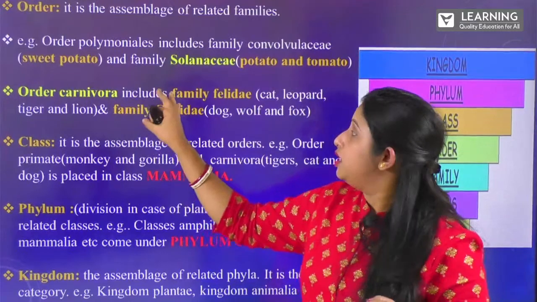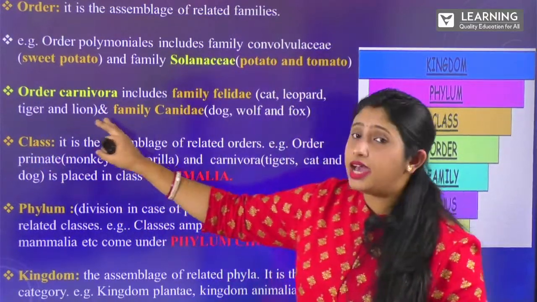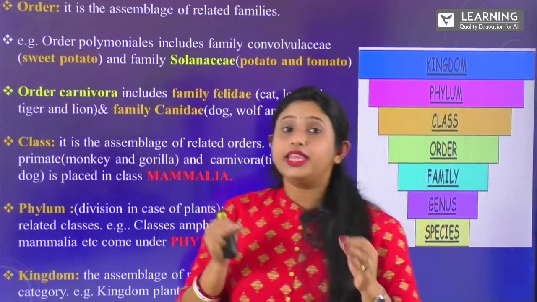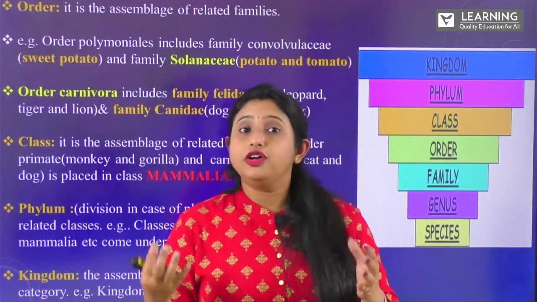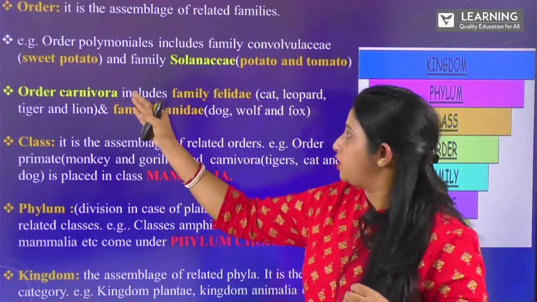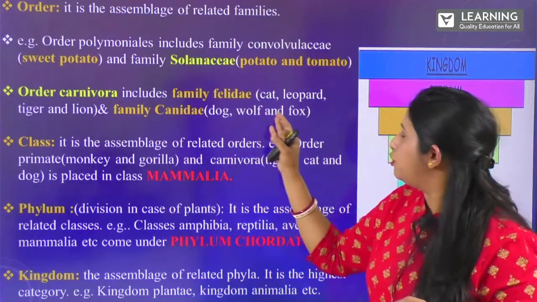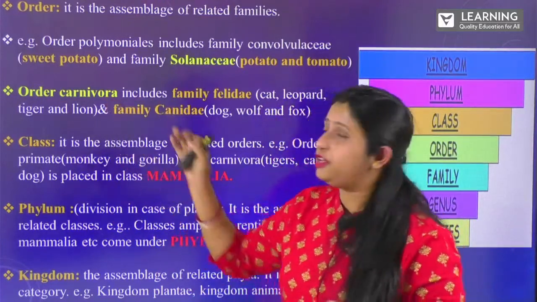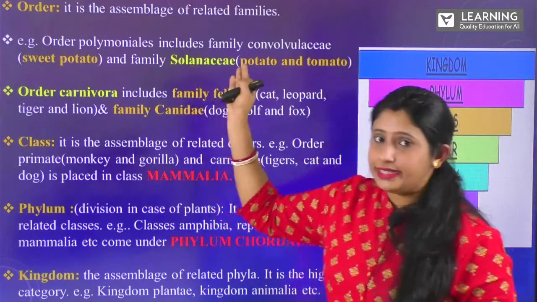Clear? So all these organisms like cat, tiger, and lion belong to one family and they have some similar characteristics. So they are grouped under this order Carnivora. Like this, the family Canidae, like dog, wolf and fox, they are also grouped under this order Carnivora. Clear? Okay. Next here is Solanaceae, right?